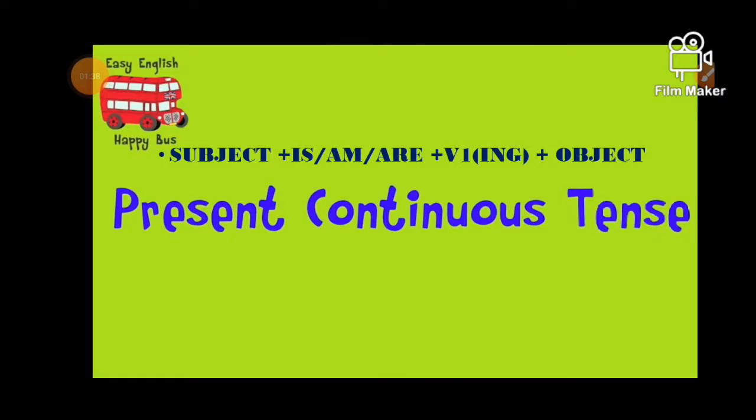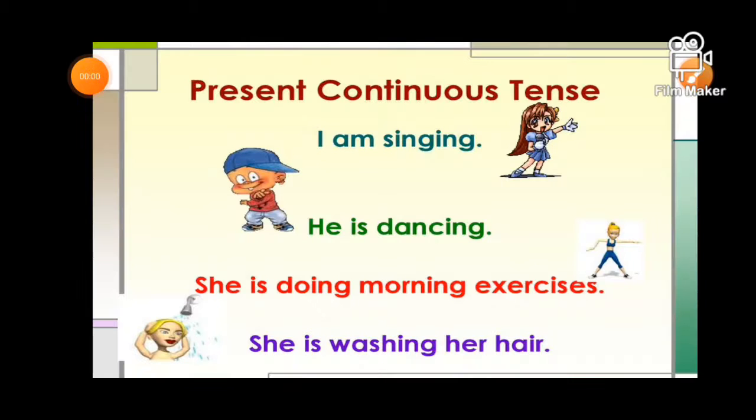So let's see the example. He is reading, she is reading, it is reading. We are reading, they are reading, the children are reading, and I am reading. So clear? Okay. So guys, let's have some more examples of present continuous tense. I am singing, he is dancing, she is doing morning exercise, she is washing her hair. Okay?